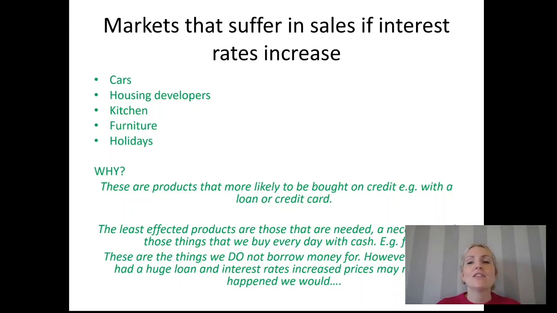So markets that suffer when interest rates are the highest are cars, property developers, kitchens, furniture, holidays, everything luxurious. These are the type of things that nobody buys, or very little people can buy in cash. No one buys a car outright. A housing developer just doesn't have $250,000 in the pocket. New kitchens, new furniture and holidays. The majority of these are spent buy now, pay later. Pay a deposit, pay for it later. Put it on the credit card. Get a personal loan to buy these things. So these things are bought on credit.